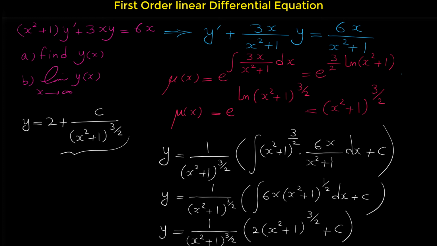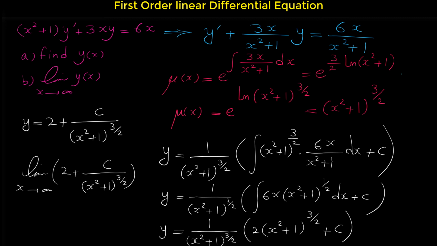Now we have to find the limit of this expression as x goes to infinity. Limit of 2 plus c over x squared plus 1 to the power of 3/2 as x goes to infinity equals 2. Because when x goes to infinity, a constant over something that gets larger and larger as x goes to infinity, a constant over infinity, is 0. And so the limit equals 2.